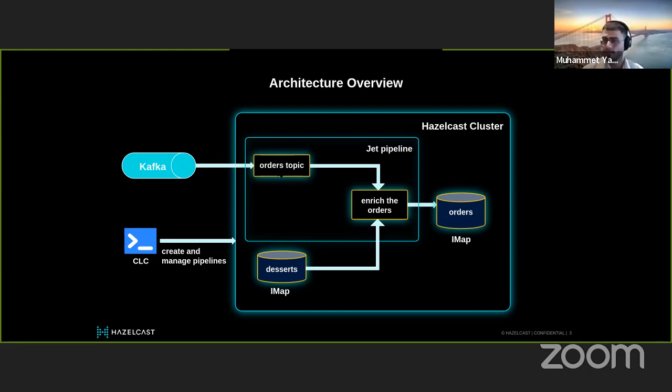The JET receives these items in a stream, and then it enriches the orders using the desserts map, which is the Hazelcast IMap. So it gets the orders and gets the desserts. This gets a map from the desserts map, and then it enriches the order, and it finally produces a result, which is the enriched order, and then it puts the result into a new Hazelcast map, which is named orders.